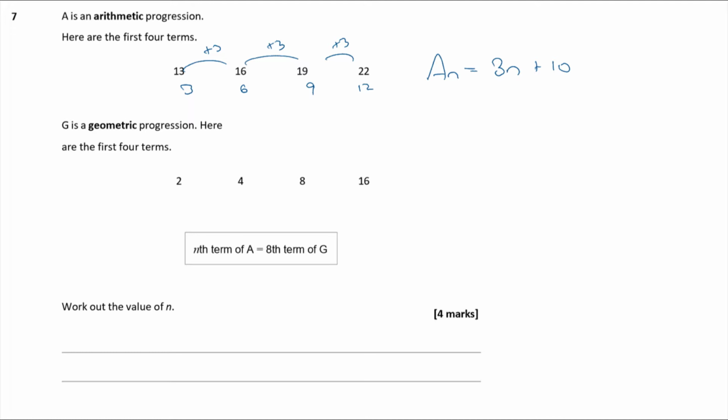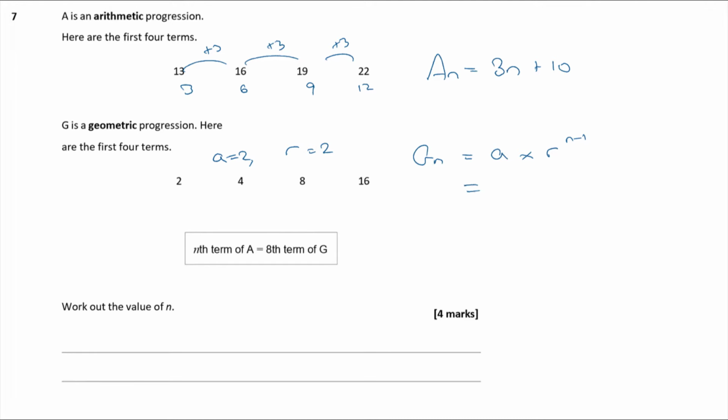Okay. Now, the nth term of a geometric progression is equal to the first term, which is a, times the common ratio. What's the common ratio here? 4 is twice as big as 2. 8 is twice as big as 4. So r, the common ratio, is 2. So the general form of the nth term of a geometric progression is a times r to the power of n minus 1. It's just a thing that you need to learn.